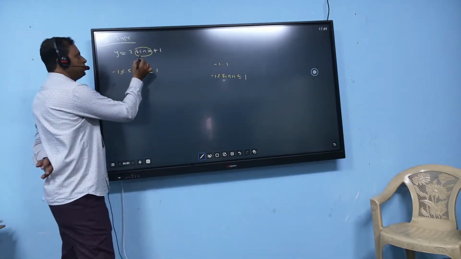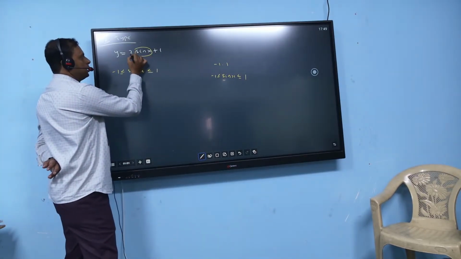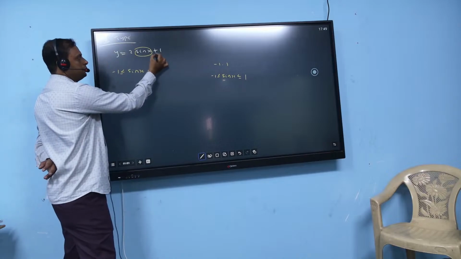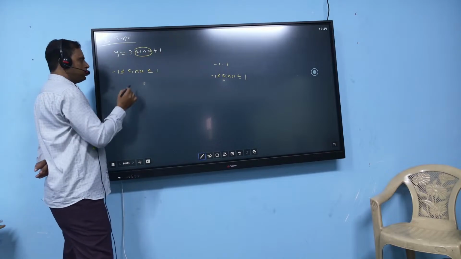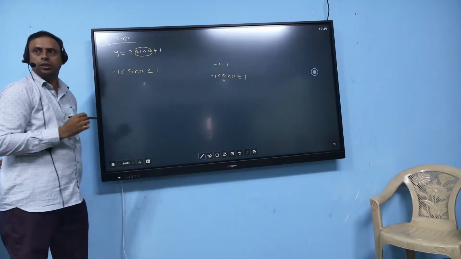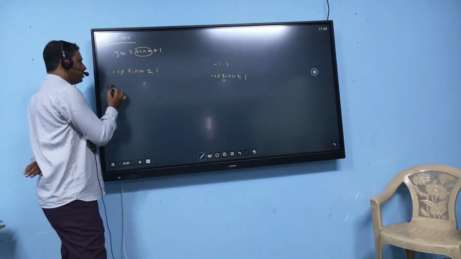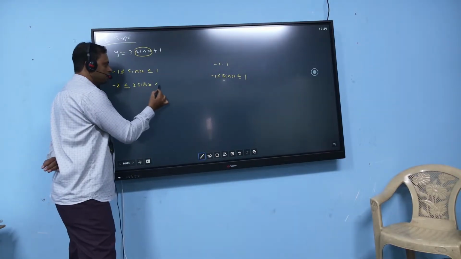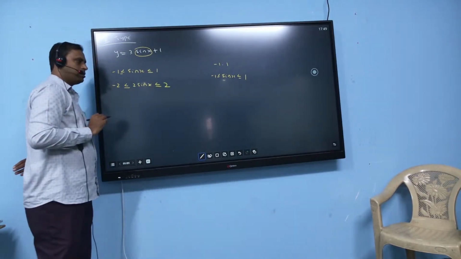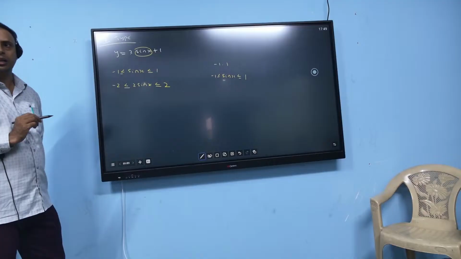Now, what we have here is multiply by 2. I want 2 sin x. So can I multiply 2 on both the sides? So this will become what? Is this okay? Any doubt?